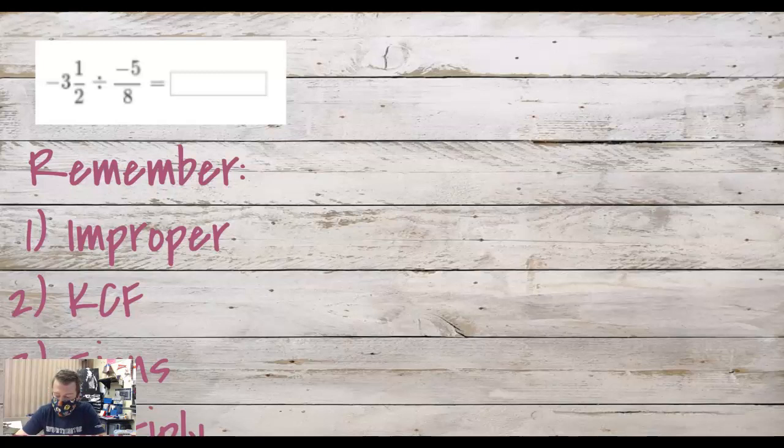Our first step there is make improper, right? My -3 halves, or 3 1/2. I'm going to do 2 times 3 is 6. Add it to 1, 7 over 2. The negative can go wherever we want. So we can put it on top, on bottom, or out front. On top is the better choice.